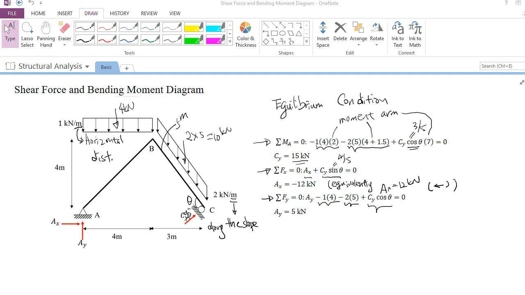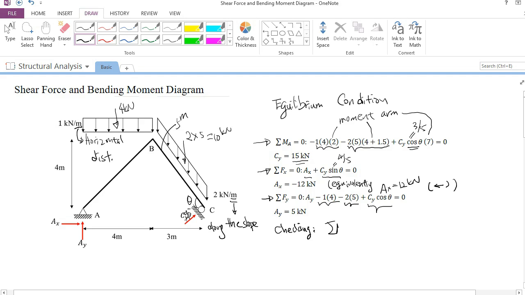Alright, after we find all the reaction forces, the next thing we need to do before we draw the shear force and bending moment diagram is to do some checking. Okay, to check what? To check whether we calculated the reaction forces correctly or not. Checking, we always need to do. I always do checking before I move on. Spend some time here to avoid mistakes.